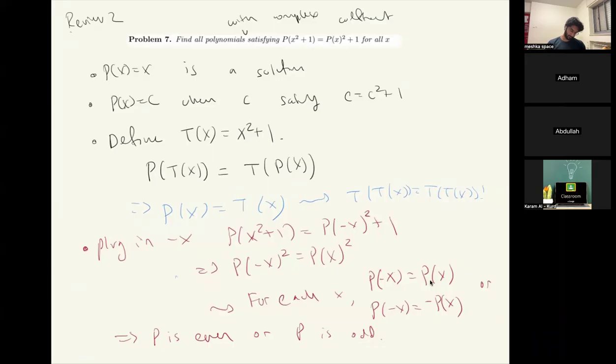Okay, great. So let's focus on the case where p is odd. Let's say case 1: p is odd, and now Karam claims that the only solution is p of x equals x. So what is the argument?